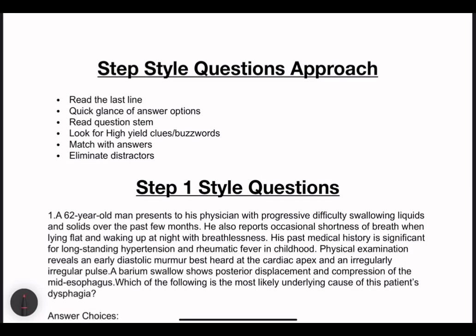Hello everyone, it's Dr. Mohib, and in this lecture we will be going through step style questions. Before going through step style questions, I want you to know how to approach step style questions.